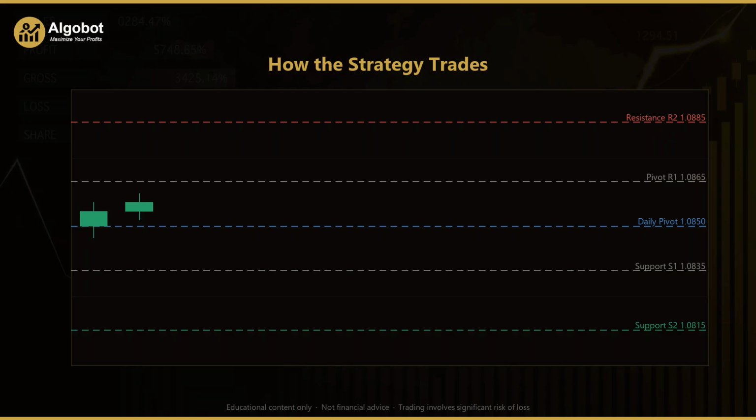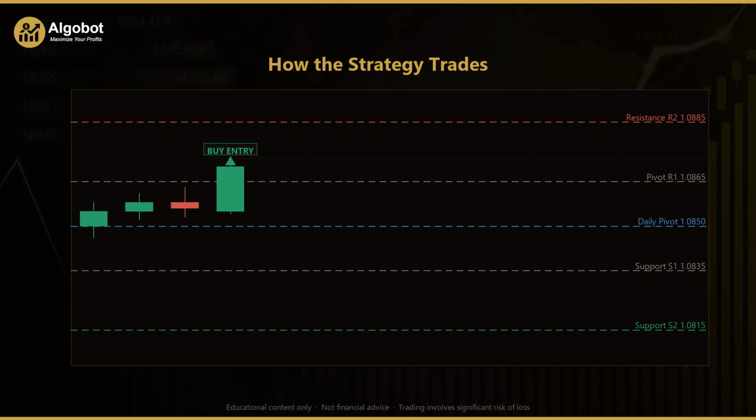Let's bring this to life on the chart. On screen, you can see a candlestick sequence with the day's fixed pivot levels drawn across it. Near the top sits resistance 2 at 1.0885. Below it, the pivot R1 at 1.0865. Then the daily pivot at 1.0850, support 1 at 1.0835, and support 2 at 1.0815. These horizontal lines are the backbone of everything the strategy does.